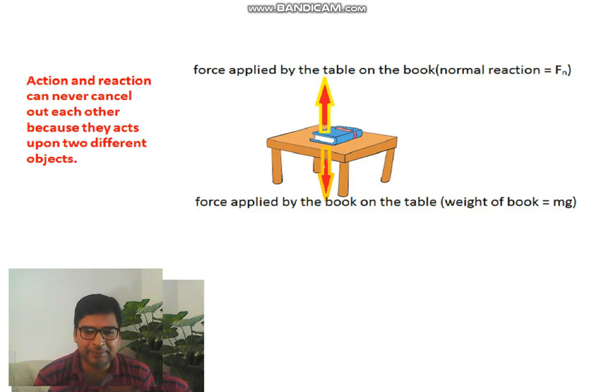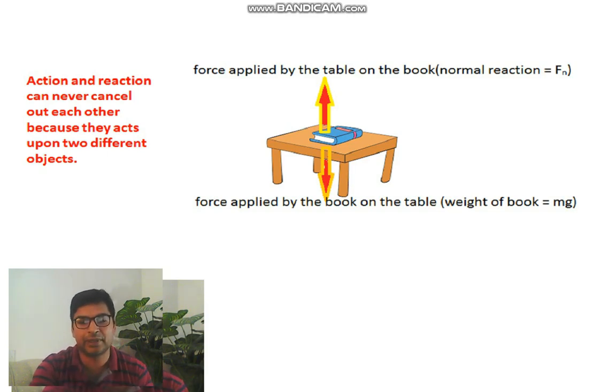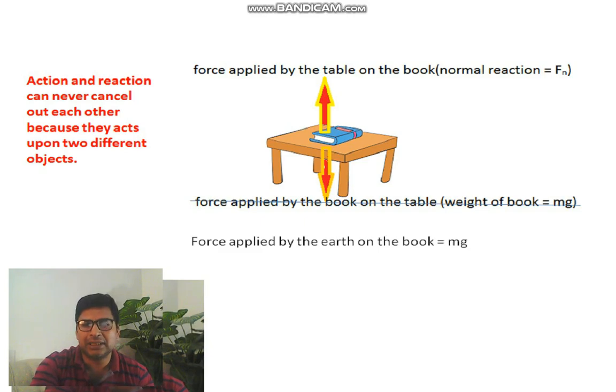So actually we have to change the reference of the forces. For example, for the downward force, I considered that this force is applied by the book on the table. Let's change its perspective. Suppose this force is applied by the earth, by our planet, on the book.